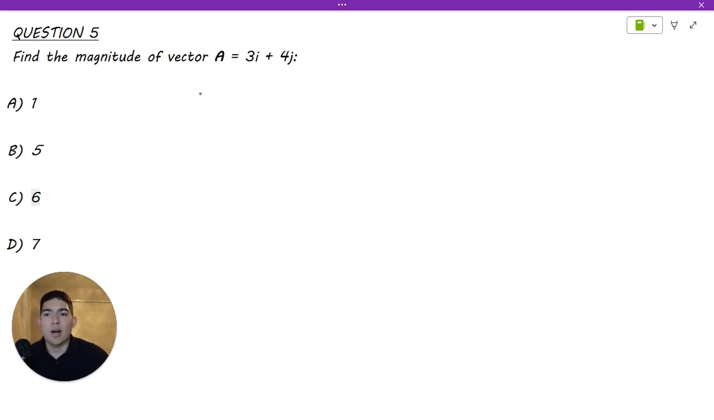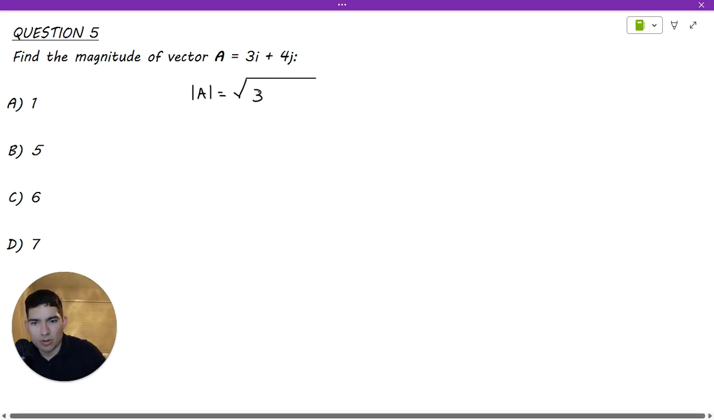Moving on to number 5, now we need to find the magnitude of a vector A. So anytime that you're asked to solve for the magnitude of a vector, it's basically going to go like this. The symbol for the magnitude of a vector is basically going to look like this. It's just going to be your vector with some bars outside of it. And then what we're going to do is we're going to square each of the components, and we're going to have that all under a square root.